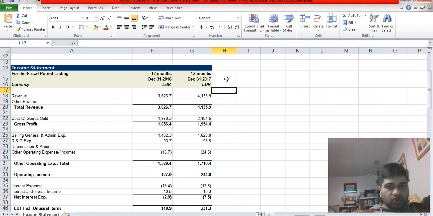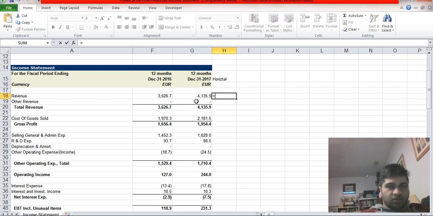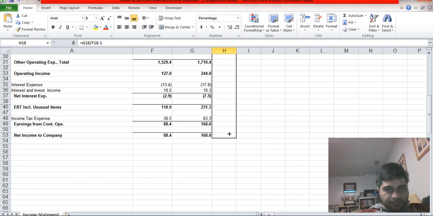Okay. So first is horizontal analysis. Horizontal is finding trends. You simply find trends between the current period and the last period. So how do you find a trend? Current period's data divided by previous period's data minus 1, and express it as a percentage. Okay. So you find out that sales or revenue has increased versus the last period by around 14%. Okay. I'll just drag it down.